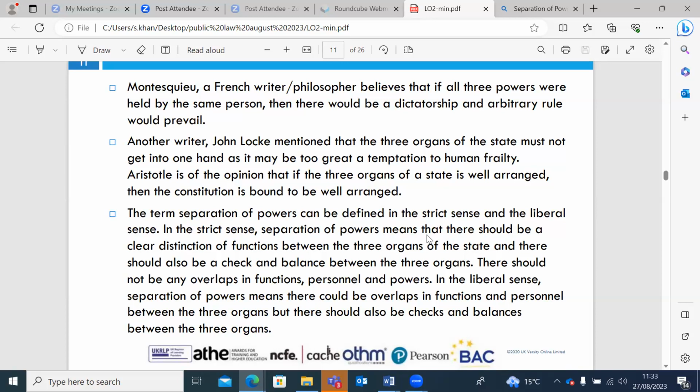The term separation of powers can be defined in the strict sense and the liberal sense. In the strict sense, separation of powers means that there should be a clear distinction of functions between the three organs of the state, and there should also be a check and balance between the three organs. There should not be any overlaps in functions, personnel, and powers. In the liberal sense, separation of power means that there could be overlaps in functions and personnel between the three organs, but there should also be checks and balances between the three organs.